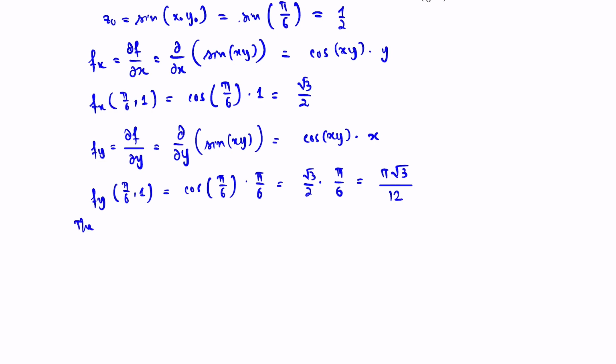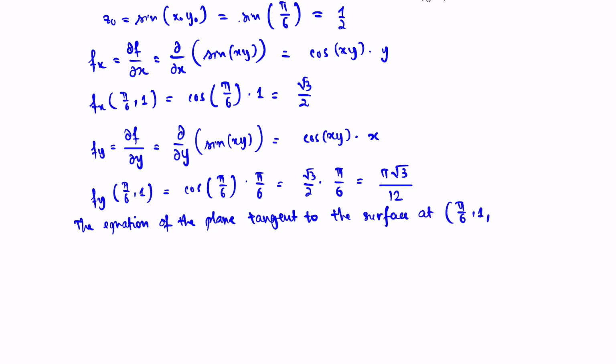So the equation of the plane tangent to the surface at the point pi over 6 comma 1 comma 1/2. In this case, I want to include the z component of the point as well. And you have z equal to z0. In this case, you get 1/2 plus f sub x, which is root 3 over 2 times x minus x0, or x minus pi over 6, plus f sub y, which is pi times root 3 over 12 times y minus y0, or y minus 1.